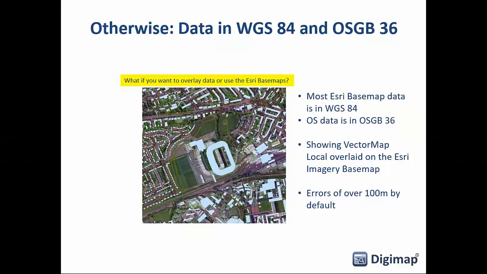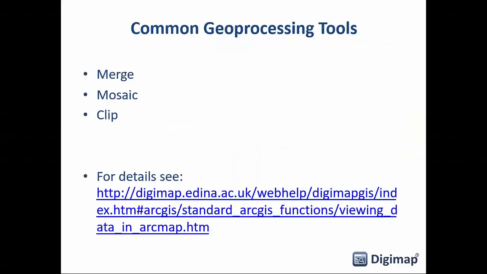So you need to apply a transformation to that data to make sure that it fits together. There's lots of other tools which I'm not going to go into again in any detail. Things like merging, mosaicing, clipping data. It's all just about getting what data you want together. And again, there's help pages in our help pages. If you go to this here, the standard ArcGIS functions, there's various help pages on that.